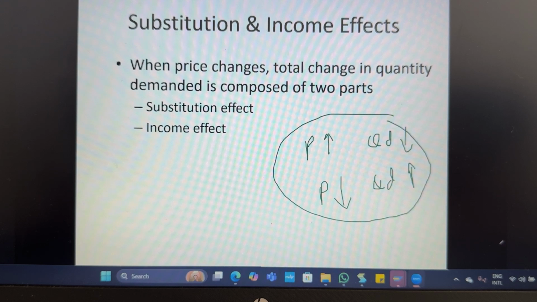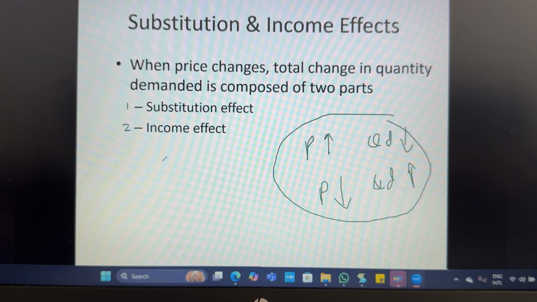We know these things happen in the market. But what is the reason for this? If this is the law of demand, what are the reasons for this law of demand? There are two effects. One is the substitution effect. The other one is the income effect. What does substitution mean? Suppose that pizza price decreases.